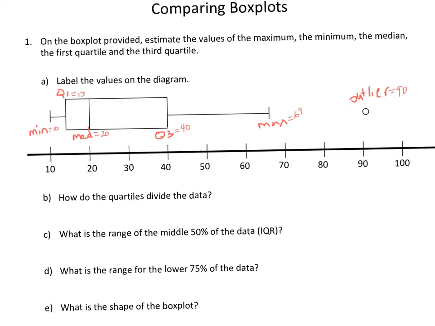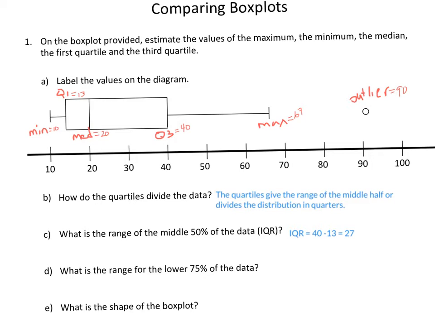So the next question says, how do the quartiles divide the data? If we look at our sample answer, remember the quartiles give the range of the middle half of the data, or they divide the distribution into quarters. The next question says, what is the range or the IQR? In this case, our IQR is approximately 27. Remember, you'll take that third quartile minus the first.